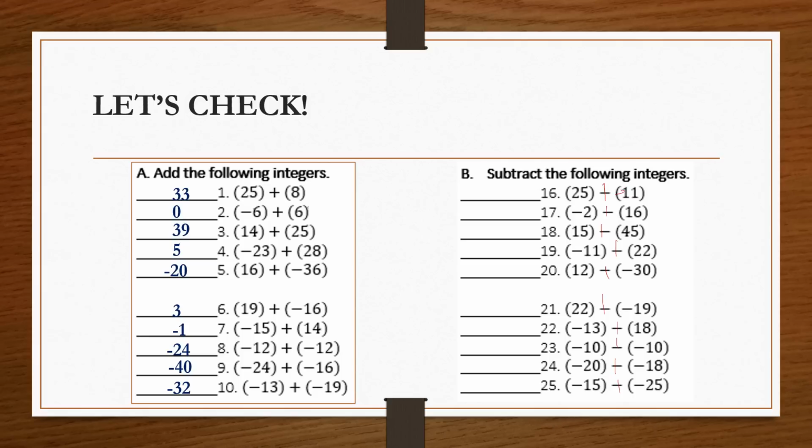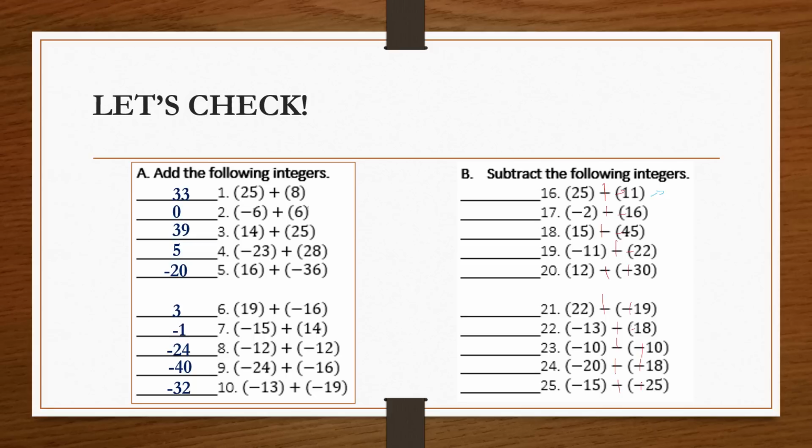16 will become negative 16, 45 will be negative 45, 22 will be negative 22, negative 30 will be positive 30, and then negative 19 will be positive 19, and then positive 18 will be negative 18, negative 10 will be positive 10, negative 18 will be positive 18, and negative 25 will be positive 25. To have a clearer view of the problem, let us rewrite them.